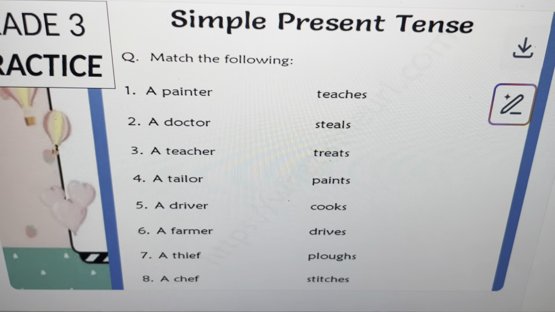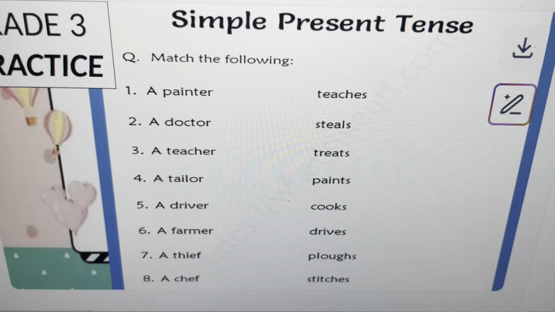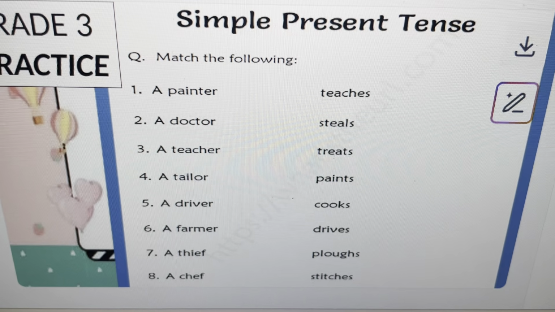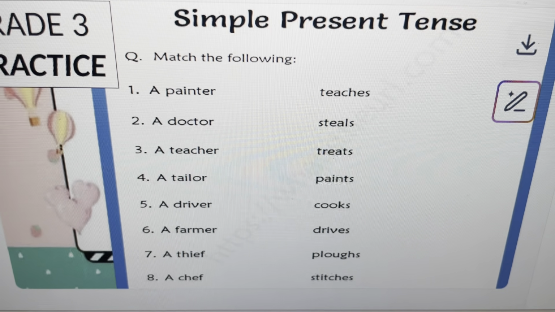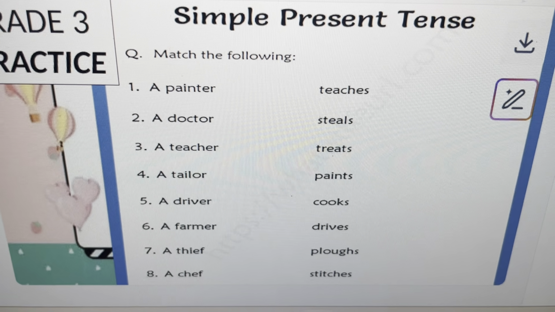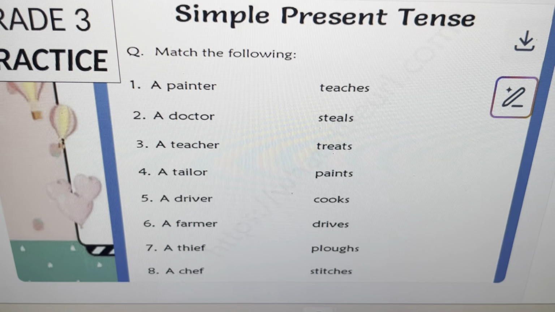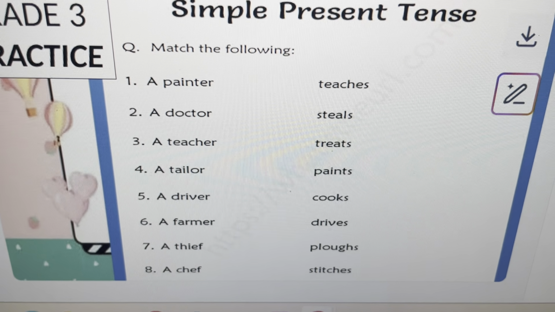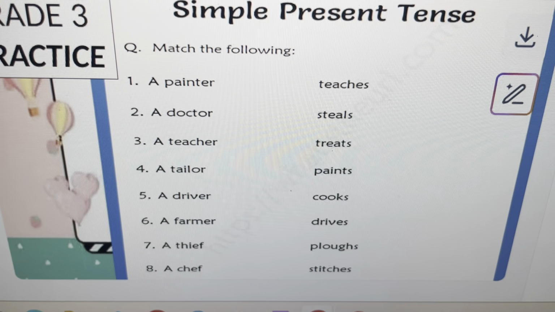Here we add es. Why do we add es here? Because the word finished with ch. So that's why we add es here. All these are for the singular s and es, and they all are for present tense. These all are the verbs with s and es for present tense.